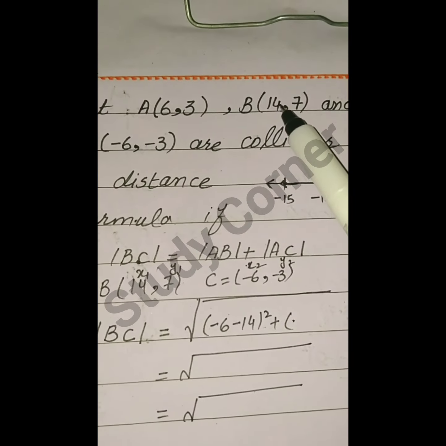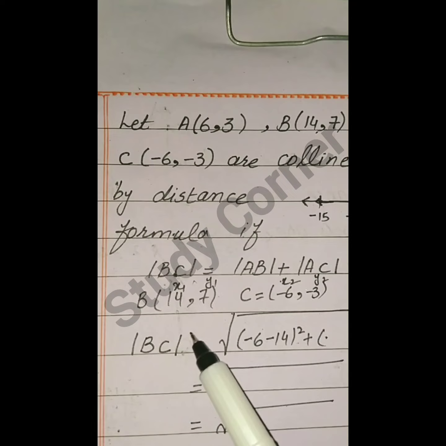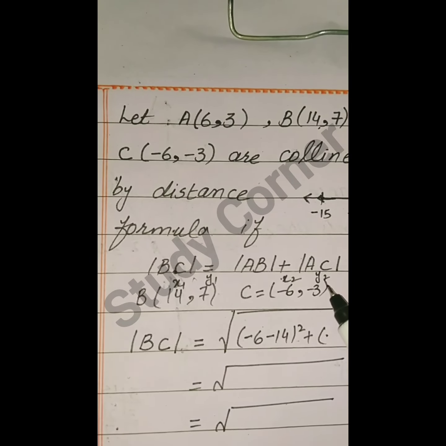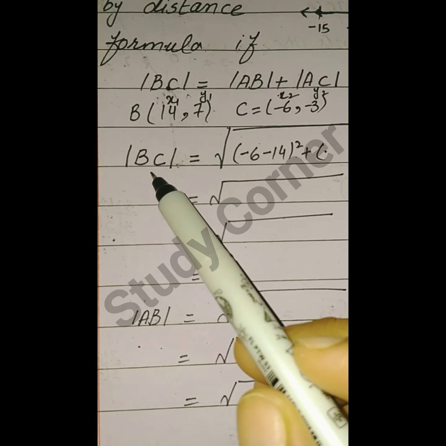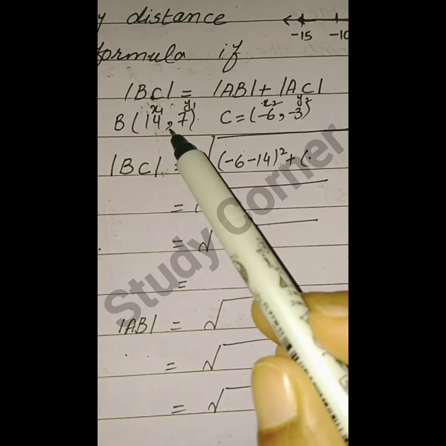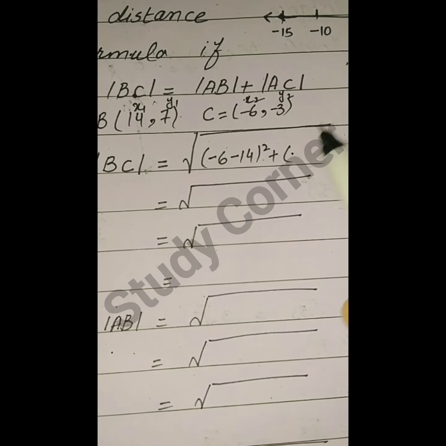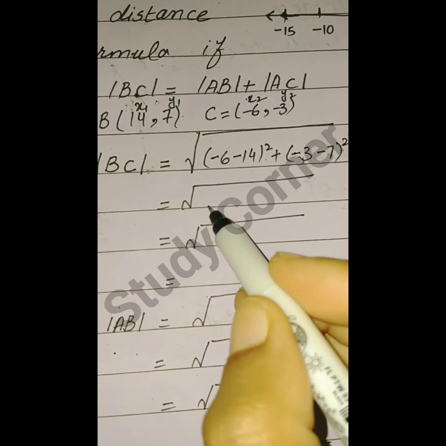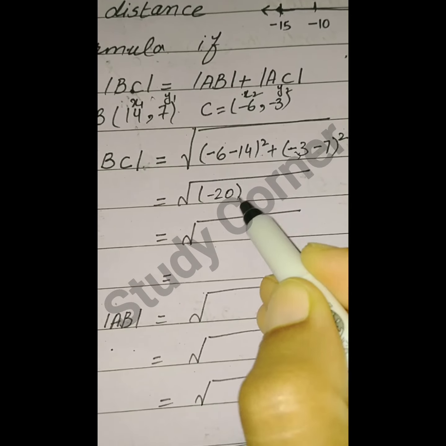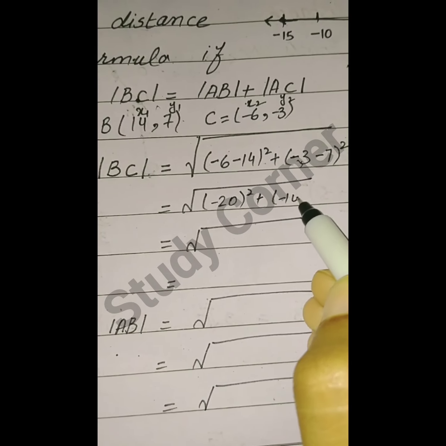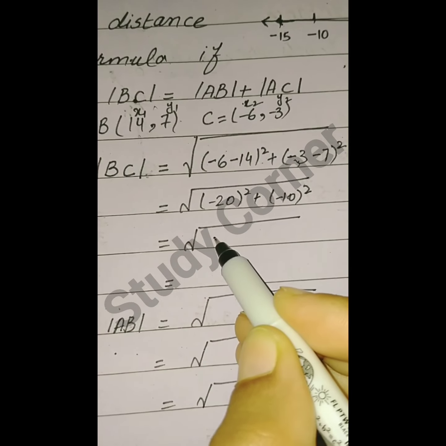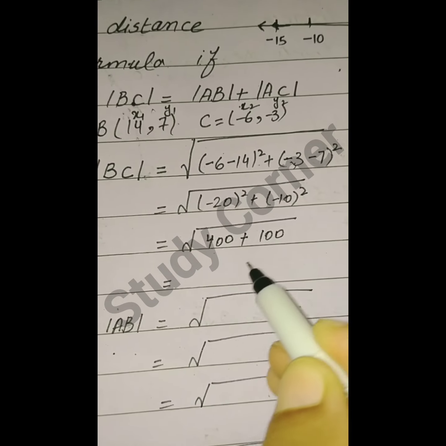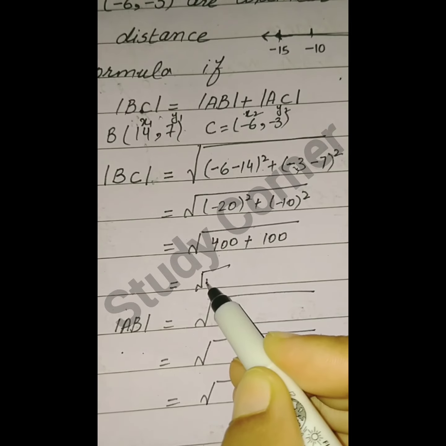So we take this as point B and this as point C, and we name these as x1, y1 and x2, y2. We have to find BC, that is (-6 - 14) whole square, and then (-3 - 7) whole square. We get (-20) square and (-10) square, and this is equal to 400 and this is equal to 100, and this is equal to the square root of 500.